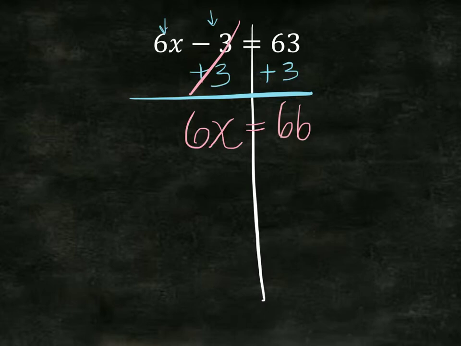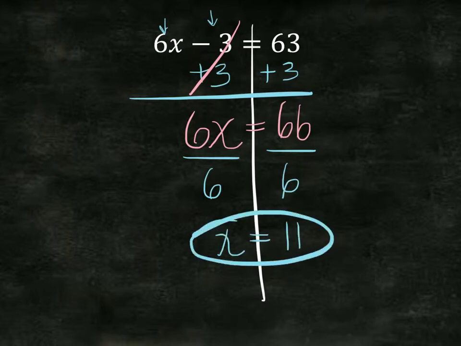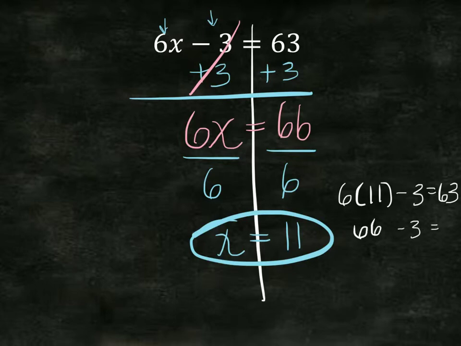Now my next step is to get rid of this 6. Well, that's 6 times x, and the opposite of multiplying is to divide. So we're going to divide both sides by 6. And 66 divided by 6 is 11. All right? Again, always a good idea to go back and check your work. 6 times 11 minus 3 equals 63. If we've done the work right, this should turn out to be true. 6 times 11 is 66. 66 minus 3 is 63. Did we get a true statement? We absolutely did, because 63 is equal to 63. So that means our work was correct. Let's move on.